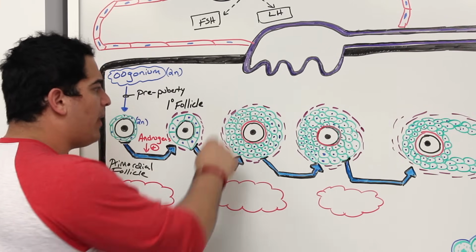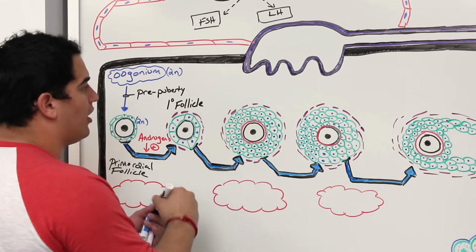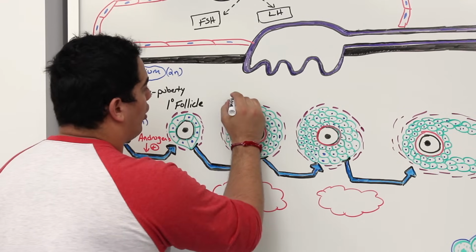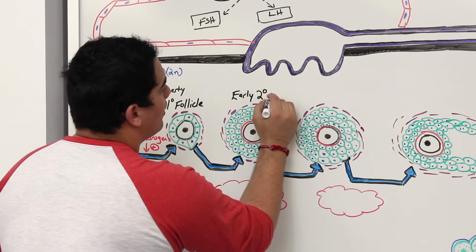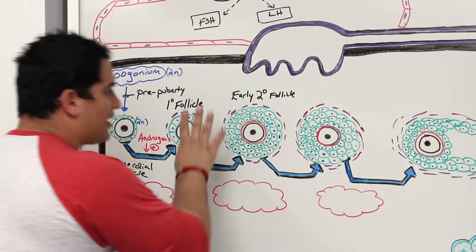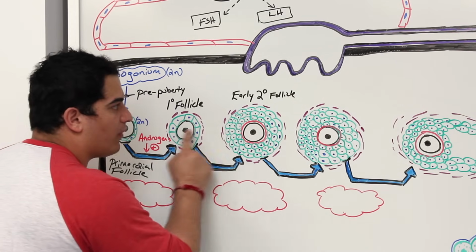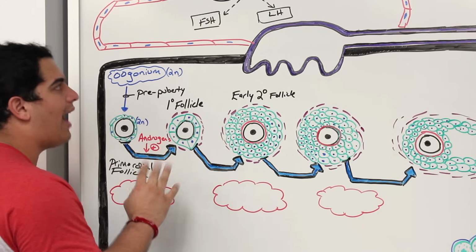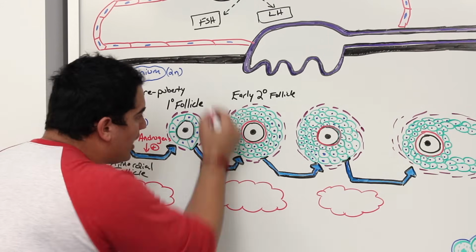It starts proliferating and makes multiple types of these granulosa cells now, these cuboidal or columnar. This one right here is called an early secondary follicle. Let's explain something here before we go into each one of these. This primary follicle gets converted into this early secondary follicle. How? FSH. Look what FSH does. FSH stimulates this step right here.